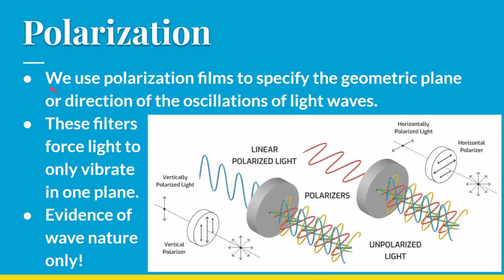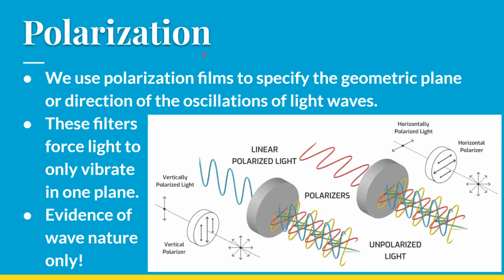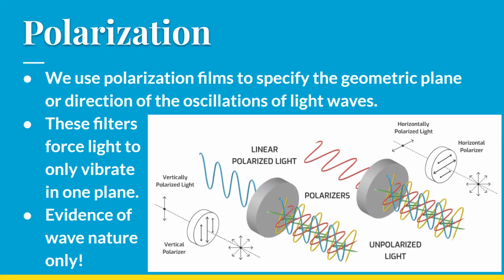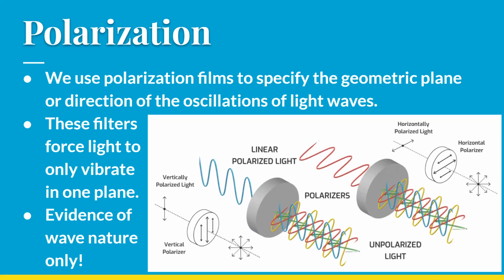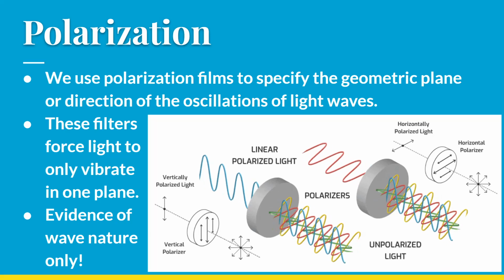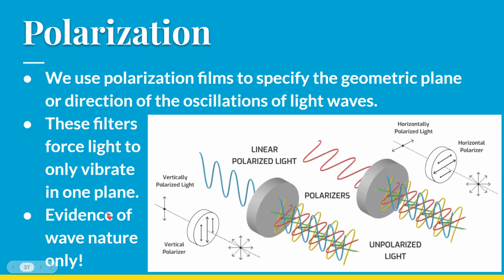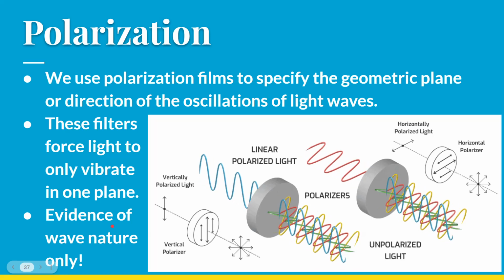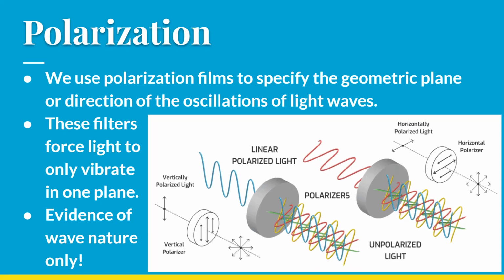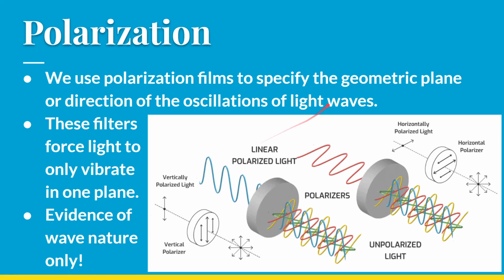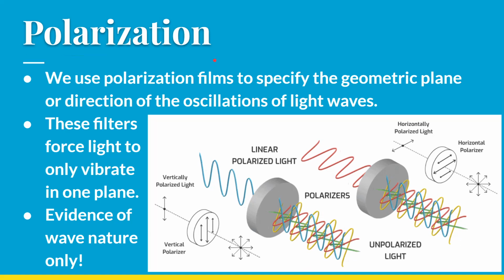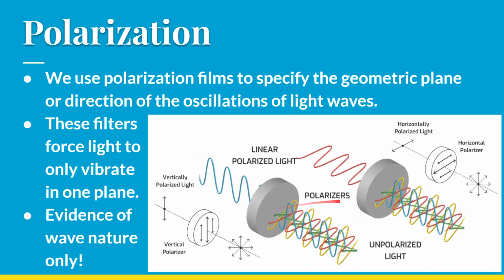So these polarization films specify the geometric plane or direction of the oscillations of the light waves. They basically filter out everything that isn't able to go through those openings. So they force light to only vibrate in one plane, and again, this is not something that a particle would do, it's only something that a wave would do, and so this is evidence of the wave nature of light. This was one of the things that helped to prove light is definitely a wave because it can do this.